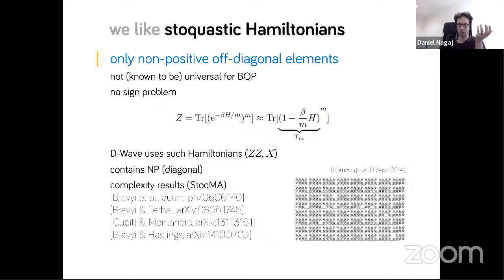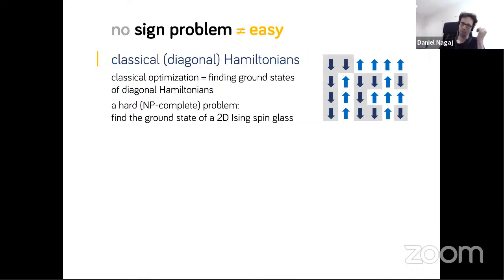So let's see, can we turn every quantum Hamiltonian into a stochastic one? Very probably not. But we can do this for some of them. If we could turn a Hamiltonian by some transformation into a stochastic one, would it mean that the problem would be easy from now on? This is not true, because even classical diagonal Hamiltonians can be difficult to deal with in finding their ground states, because classical optimization can be hard. Finding the ground state of a 2D Ising spin glass is an NP-complete problem.